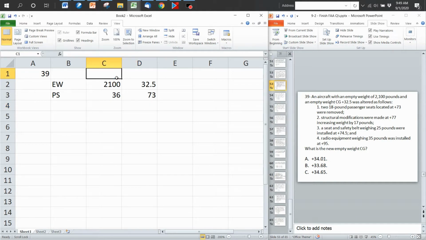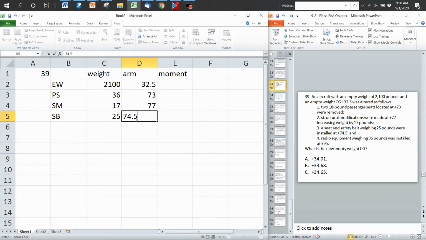This, of course, is our weight, this is our arm, and this one is going to be our moment. Past the passenger seat, we have structural modifications. I'm going to call that SM because I don't want to spend forever. That happens at 77, and it weighs 17 pounds. And then we have radio equipment. And I missed the seat belt. I'm going to call it SB for seat belt. It weighs 25 pounds, and it is installed at 74.5.